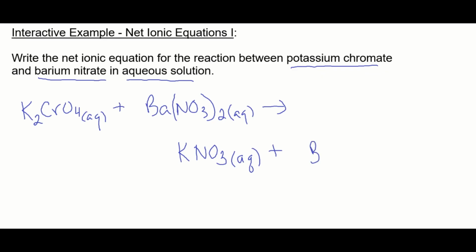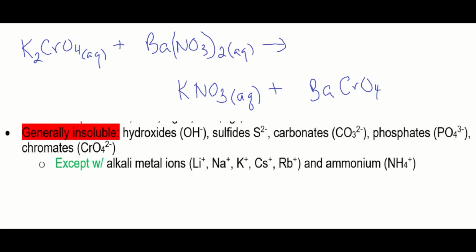Now the other compound is going to be barium combining with the chromate anion. And because the charges are also equal in magnitude, they're going to cancel each other out and reduce to 1-to-1. So that's also your formula for barium chromate. Let's take a look at our solubility rules. Notice that chromates are generally insoluble. Therefore, barium chromate is going to be the precipitate.